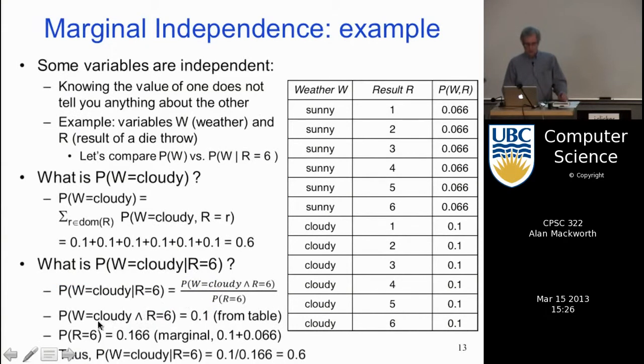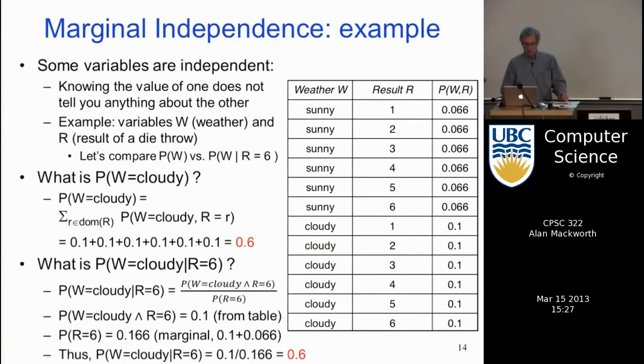Right? And this just spells out what I just said. The probability that weather is cloudy and R is 6 is the probability of the weather and R is equal to 6 divided by the probability R equals 6. The numerator I get from the table, it's 0.1. The denominator I get by marginalizing out the weather, that'll give me 0.1 plus 0.066. So it's equal to the ratio of those two, which turns out to be 0.6.